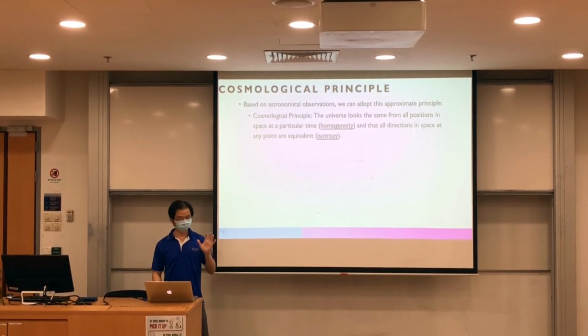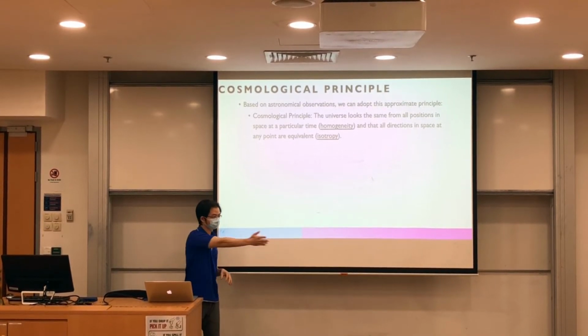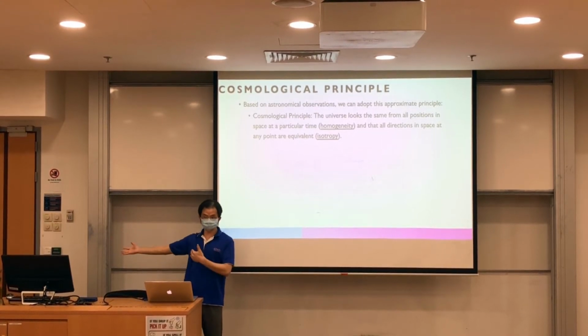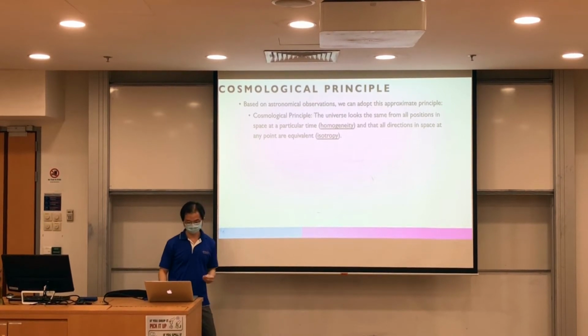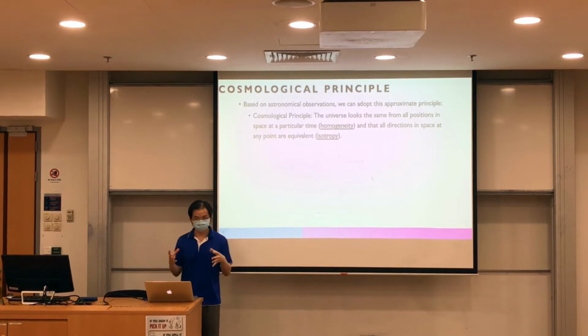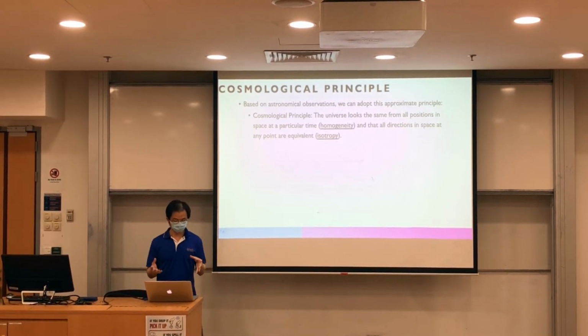So I say again, homogeneity means any point in the universe looks the same. That means you are on this galaxy or that galaxy, doesn't matter. It looks the same. And isotropy means you have one particular point, you look in all directions, they look the same. So there's no specific direction. Every direction just looks the same. So based on this, we can then formulate a model or theory to try to understand the universe as a whole.